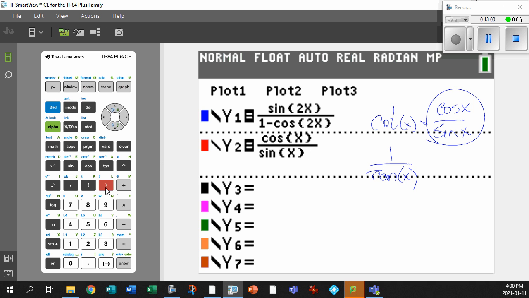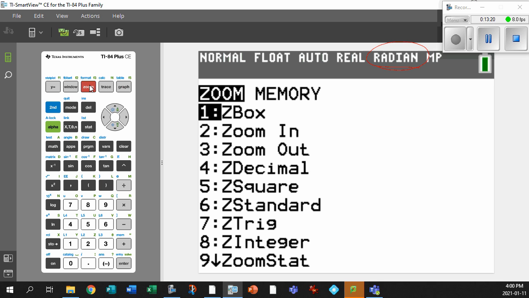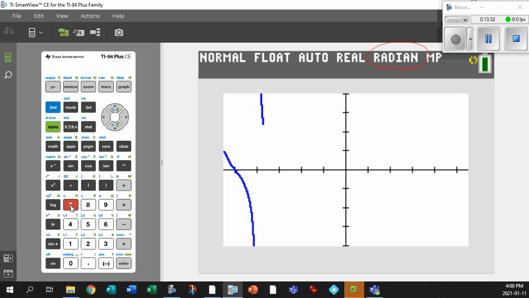Okay, let's clean this up. Now, remember that you are doing this over an identity, so let's put this into radians. Here's my calculator in radians. Everything's good. My next step is to make sure that my windows are set up properly. Real simple. Hit zoom, and down here you'll notice a number 7 is trig. So just hit zoom and 7 and watch this. It pops up just beautifully with all the trig values in there in radians. And there it is.